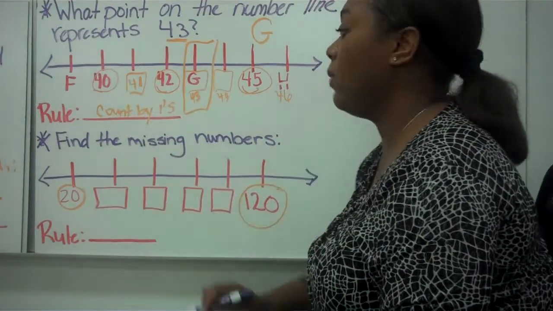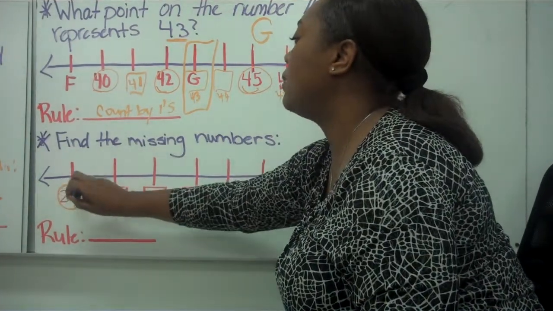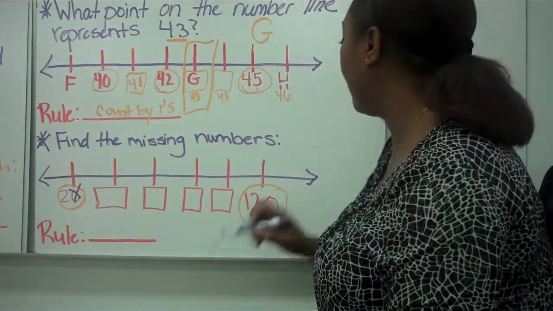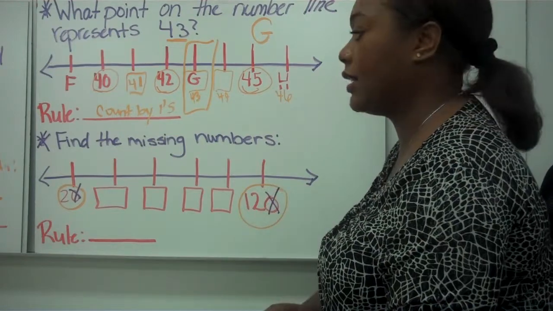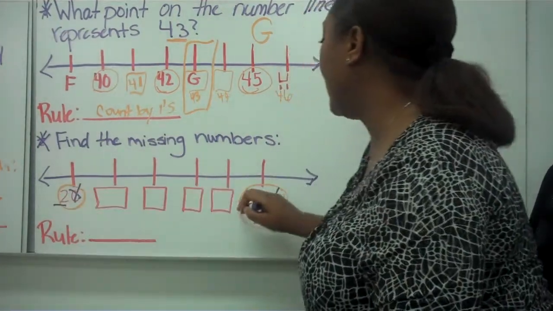Okay, so let's take what we know. We know the whole number 20. Now remember, in class we learned if the zeros throw you off, block the zeros off at first. Let's not look at them. Let's look at our basic facts, which is 2 and 12.